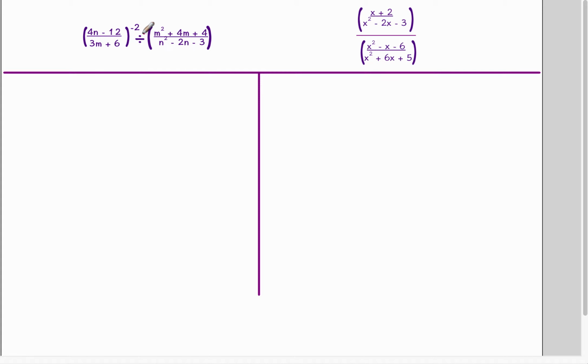So here we're dividing. And we should remember by now that to divide fractions, we simply multiply by the reciprocal. So that's the first thing I'm going to do in example 3. I'm going to understand that this division turns into multiplication and that my second fraction gets flipped.